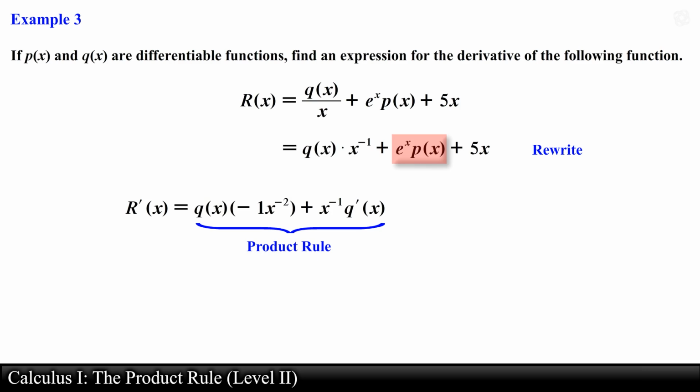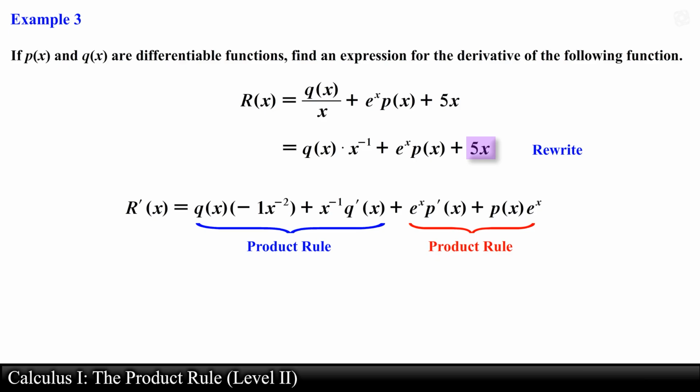Here, we also have a product of two functions. In this case, the natural exponential function times p of x. So we go ahead and apply the product rule with e to the x as our first function and p of x as our second function. Applying the product rule, we obtain the following expression. Lastly, we find the derivative of 5x, which is just equal to 5.